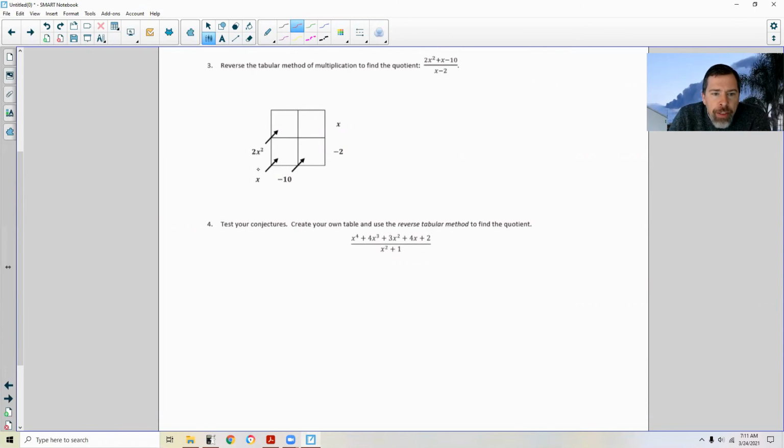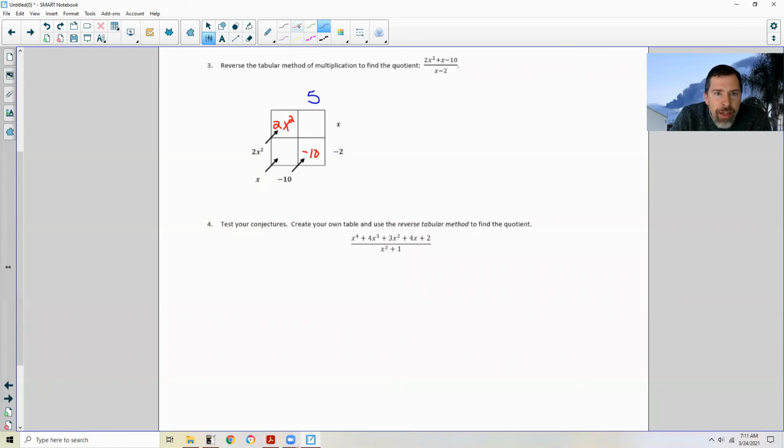So if we put the 2x squared, x, and minus 10 here, and the x minus 2 over here, just like the last time, we focus on these two corners because they're all by themselves. If this is negative 10, then this has to be negative 10. And if this is 2x squared, this has to be 2x squared. So now that I have that, I just divide to get my value up here. So negative 10 divided by negative 2, a negative divided by a negative is positive, and 10 divided by 2 is 5. So negative 2 times 5 is negative 10. So I know this is 5.